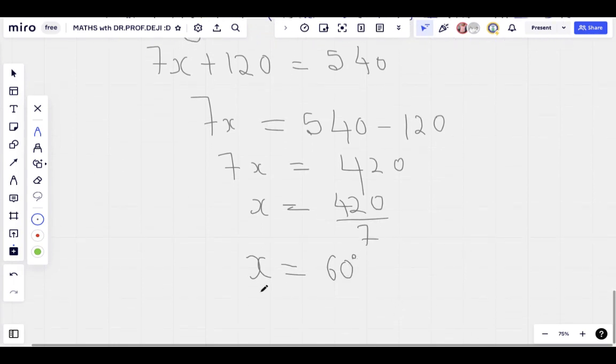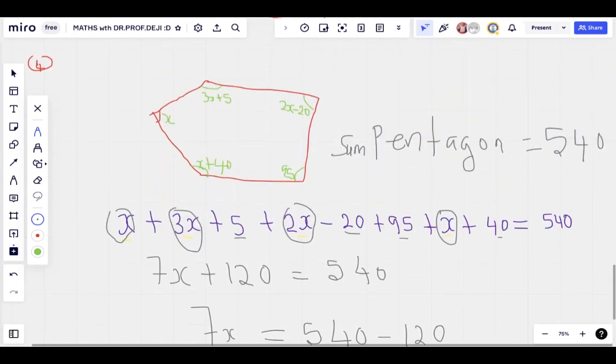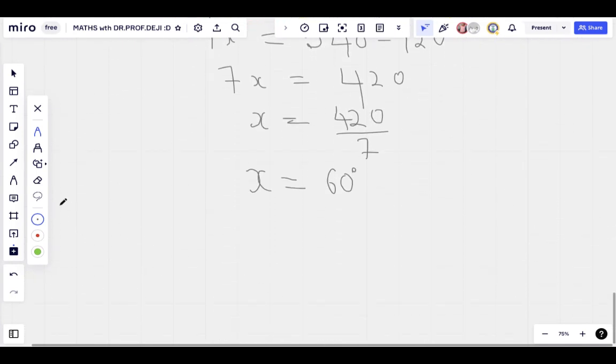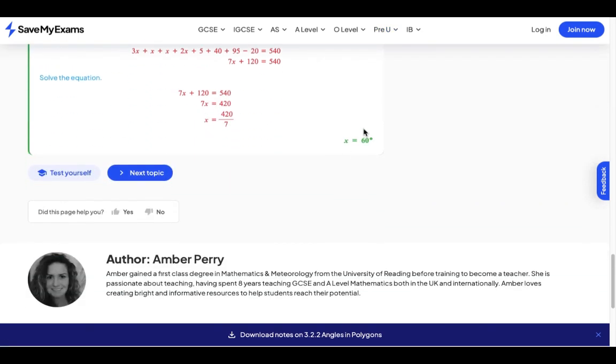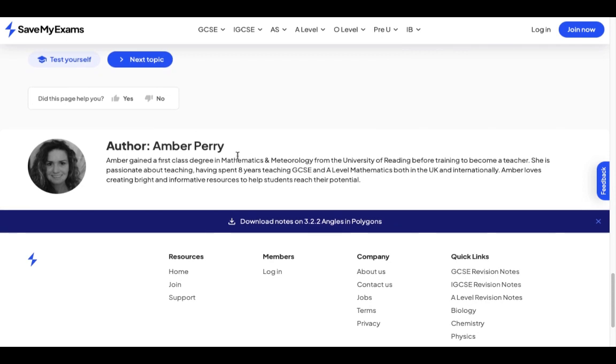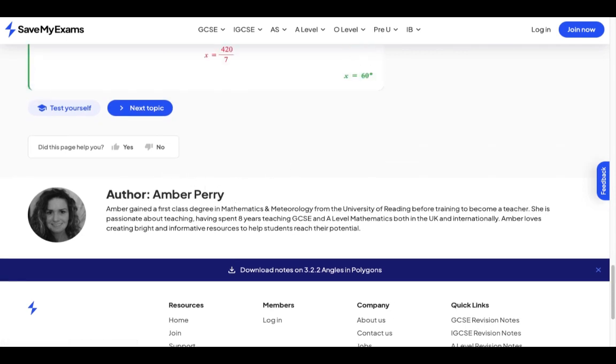Is that okay? So let's move to another question quickly. Question 5. Yeah, 60. Okay, see? x equals 60. So we've done that. Now let's move to another.